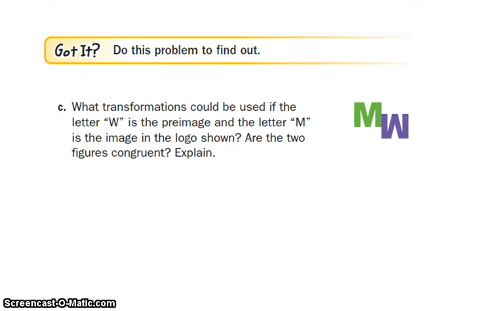Okay, look at this got it problem. This is very similar to example 3. It says, what transformations could be used if the letter W is the preimage and the letter M is the image in the logo shown? Are the two figures congruent? Explain. So pause the video right now and go ahead and write down your answer. Okay, what did you come up with? The two figures, the M and the W, they are congruent, and it's just like example 3. If you take this M and you rotate it 180 degrees and then you slide it on top of the W, you're going to see that they are congruent. They're the same shape and the same size.